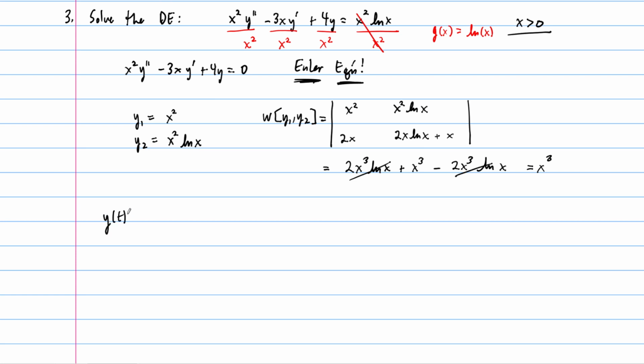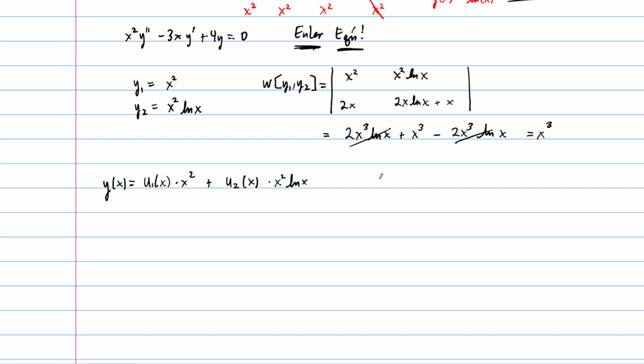So our function y of t is going to be u1, it's going to be y of x though, right? Independent variable is x here. So y of x is going to be u1 of x times x squared, y1, plus u2 of x times x squared natural log of x, that's y2. And then I'm going to write down the formulas for the u's down here, and we'll work them out separately.